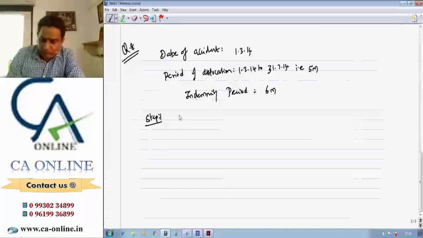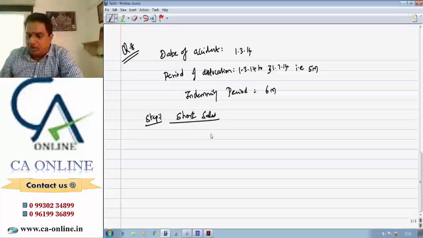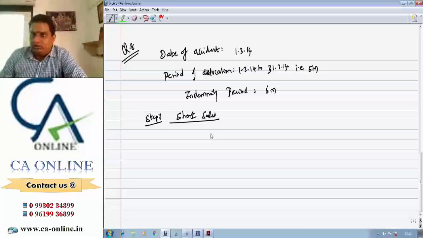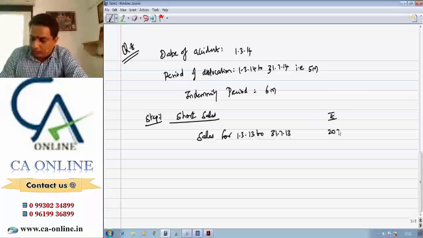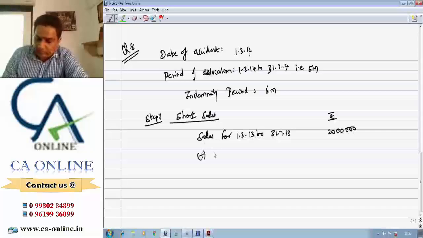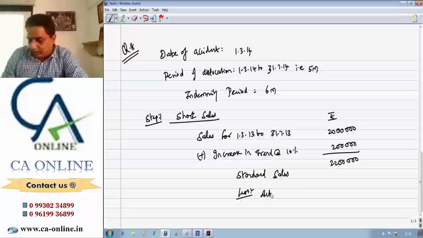Step 1, calculation of short sales. Now what is the corresponding period in the previous year? 1/3/13 to 31/7/13. So what is the sales for that period? 20 lakhs. Then add increase in trend at 10%, 2 lakhs. Standard sales 22 lakhs. Less actual sales 8 lakhs. Short sales 14 lakhs.